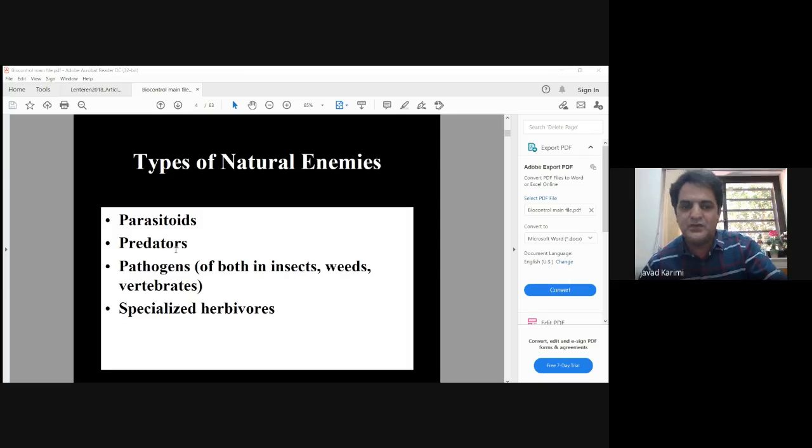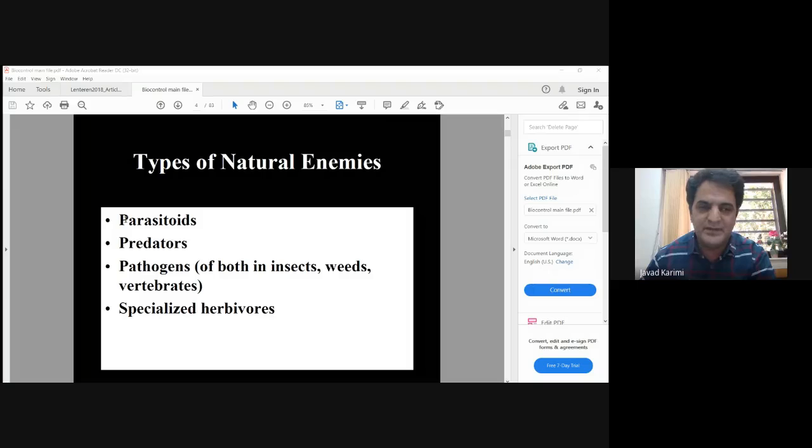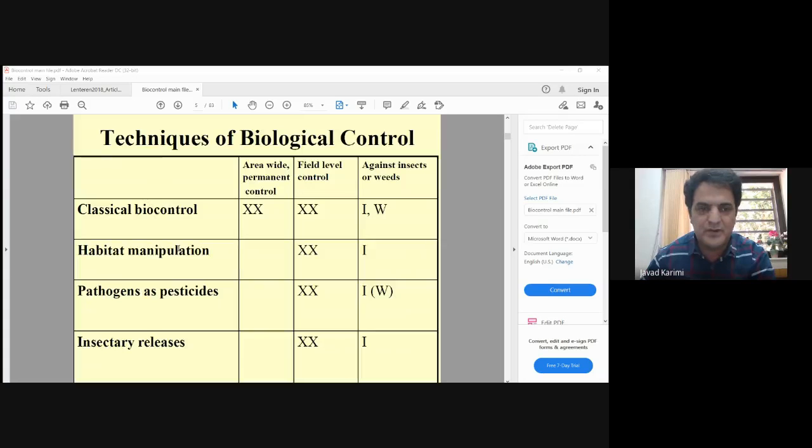There are three main groups of biological control agents. The last group is specialized herbivore. This group is mostly for weed control, but in the case of insect pests, we would like to use these three groups, which start with P. P means parasitoid, predator, and pathogen. Pathogen includes various groups of bacteria, virus, nematode, and also protozoa to control the pests. So we have three main groups of natural enemy, and this is the protocol that can be used for biological control.